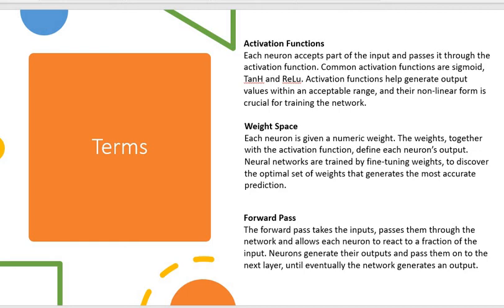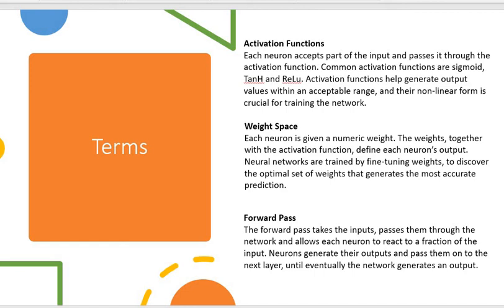Then the most important part is the weight space. I think you remember, if I talk about a perceptron, the input was in the form of wx plus b, where wx was the dot product. So this w is the weight. Each neuron is given a numeric weight. The weights together with the activation function define each neuron's output. Neural networks are trained by fine-tuning the weights to discover the optimal set of weights that generate the most accurate prediction. You must also remember that while studying backpropagation, we were trying to update the weights in each and every iteration. So weight plays a very important role for our end goal.